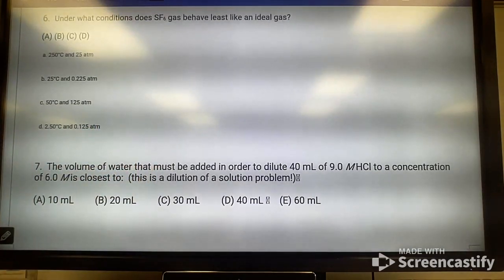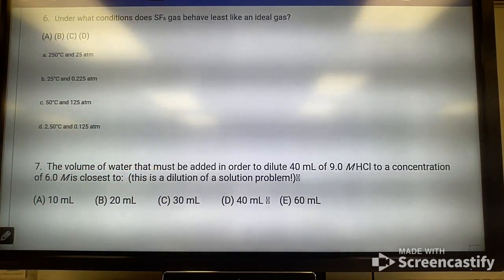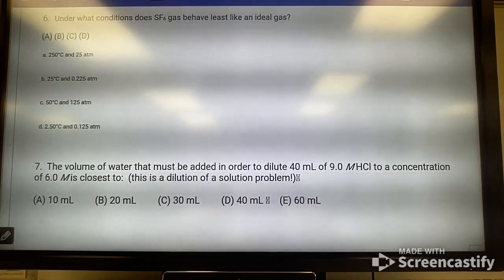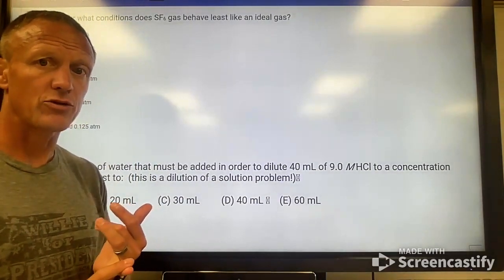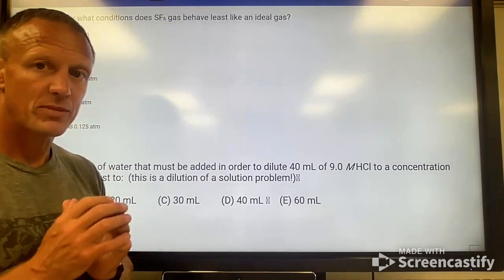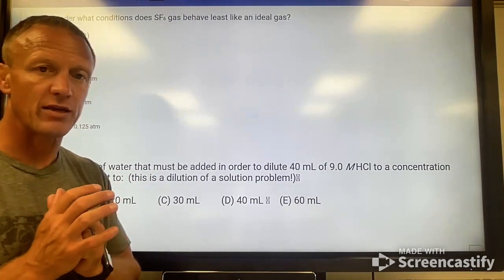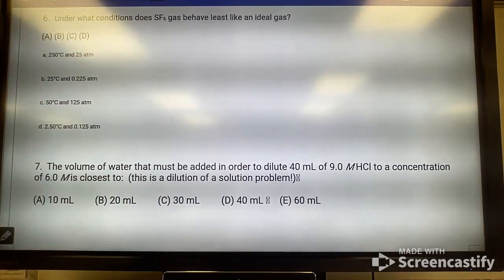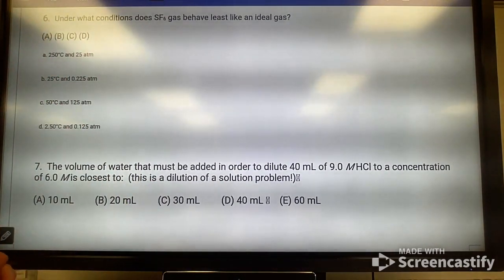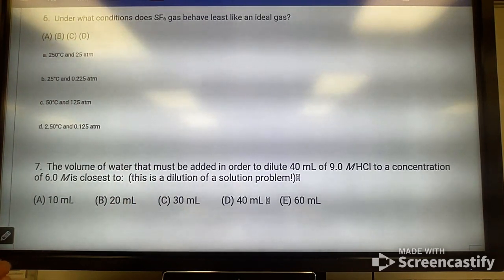Under what conditions does SF6 gas behave least like an ideal gas? Least like an ideal gas. So remember, at really cold temperatures and really high pressures, gases do not follow PV = nRT. They don't follow the ideal gas law very well. So we're looking for cold temperatures and high pressures.